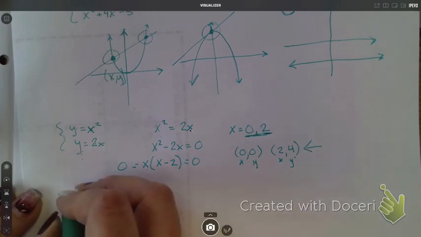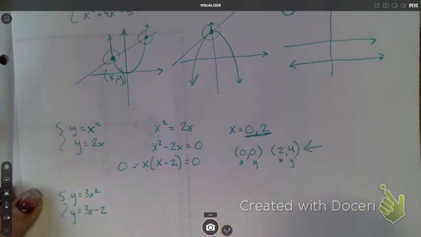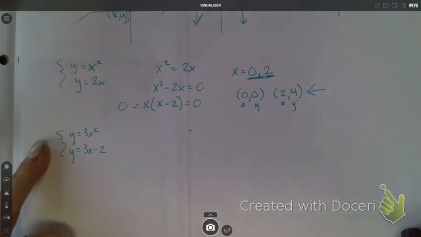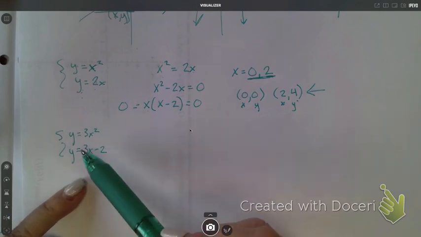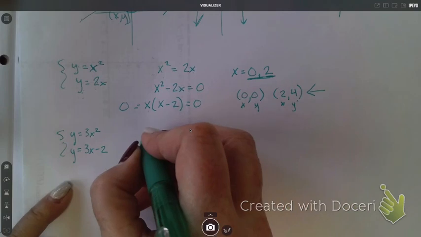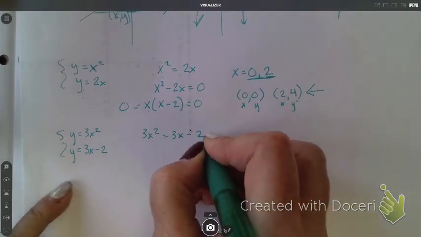Next. y equals 3x squared and y equals 3x minus 2. Again, they're both equal to y. They have to be set equal to the same thing before I can set them equal to each other. Did everyone hear me on that? So now I have 3x squared equals 3x minus 2.